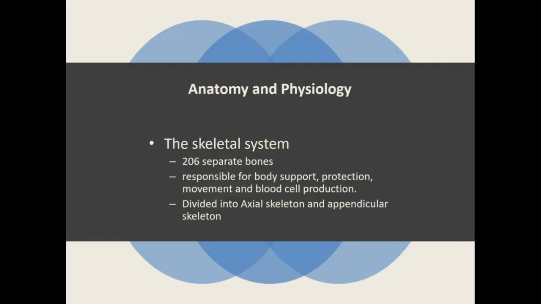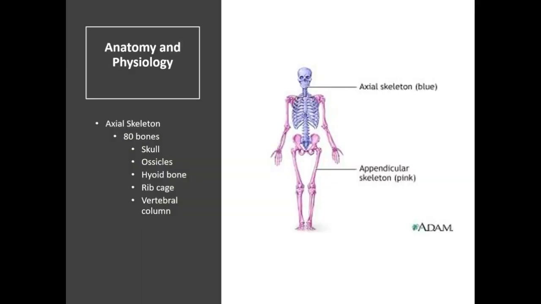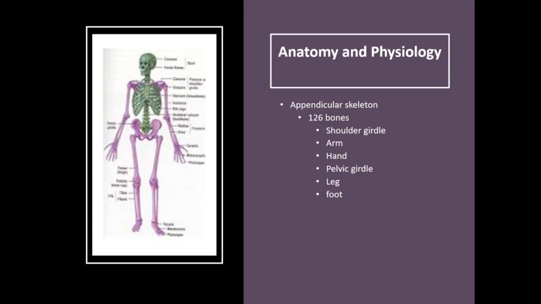So there are 206 bones in the body, and they are responsible for body support, protection, movement, and blood cell production. It's divided into the axial and appendicular skeleton. There are 80 bones in the axial skeleton: skull, ossicles, hyoid, ribs, and vertebral column. And we can see here the appendicular, and we've got 126 bones. We have the shoulder girdle, arm, hand, pelvic girdle, leg, and foot.